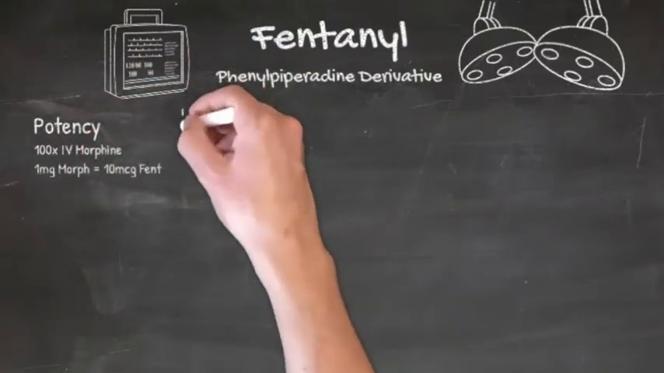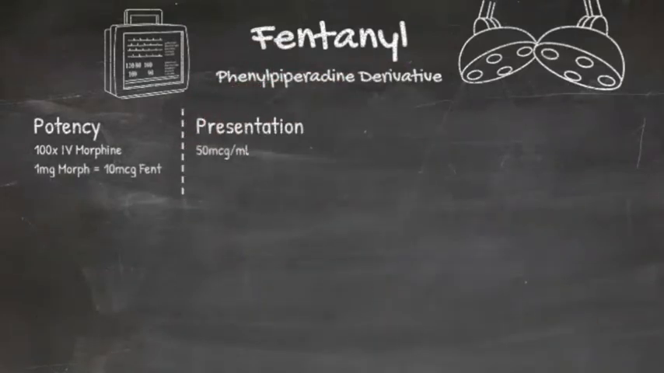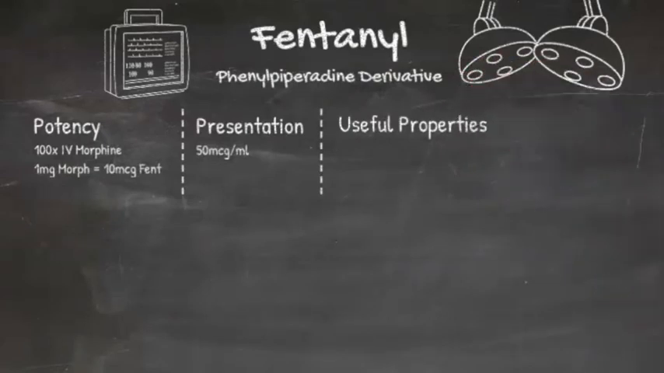Fentanyl is 100 times more potent than IV morphine, so 1 milligram of morphine is roughly equal to 10 micrograms of fentanyl. In the anesthetic room, you'll find it's usually presented as 50 micrograms per mil, and usually in 2 mil ampules, although larger ones are also available.